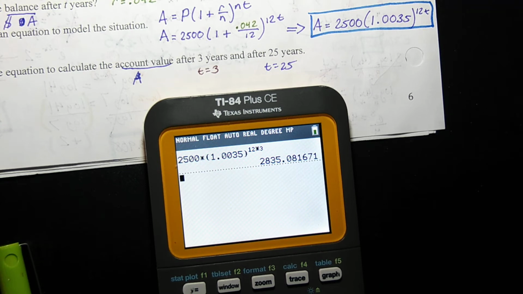So that's what we get. Now, if we're talking money, money, money, what place do you think we should round to? The hundredth place. 2 places past the decimal because that makes sense.